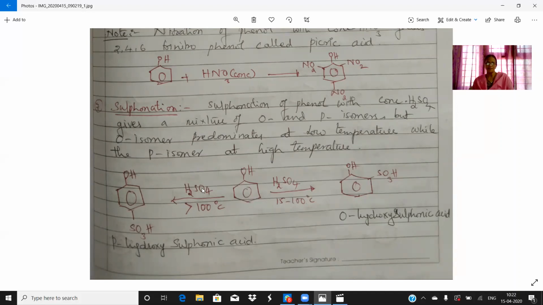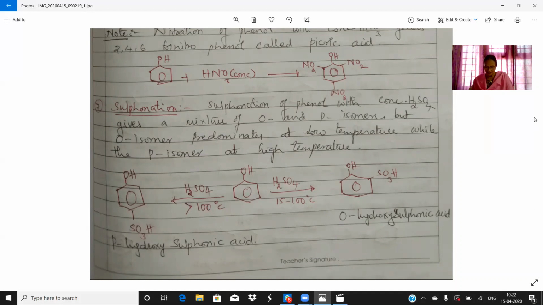When the same phenol is heated with sulfuric acid at more than 100 degrees centigrade, we get para hydroxy benzene sulfonic acid. This is the para position to the sulfonic acid. So, para hydroxy sulfonic acid is obtained as a major product at high temperature. This is a sulfonation reaction where the benzene nucleus of phenol is involved.